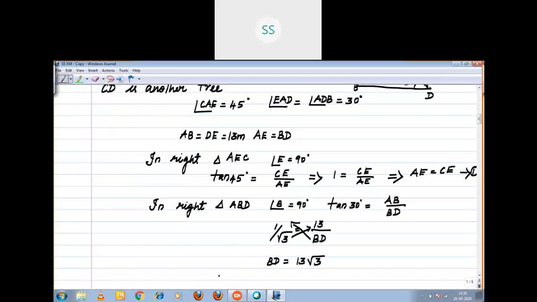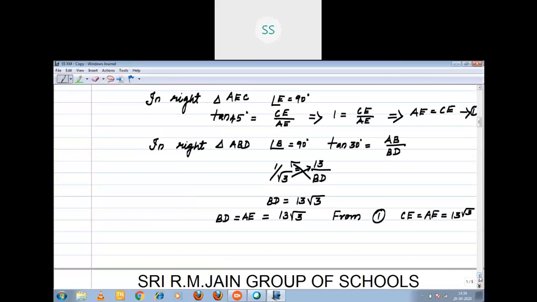Now already you wrote BD equal to AE. See here. BD equal to AE. That means AE equal to 13 root 3. From equation 1, CE equal to AE. That AE is replaced by what? 13 root 3.